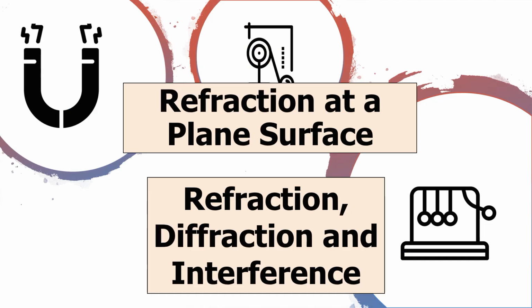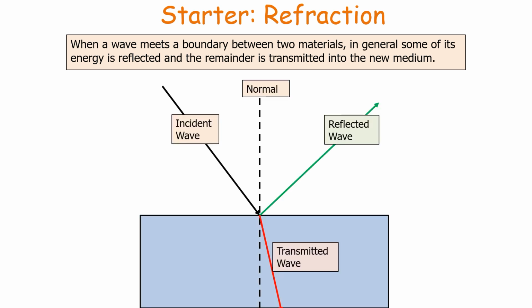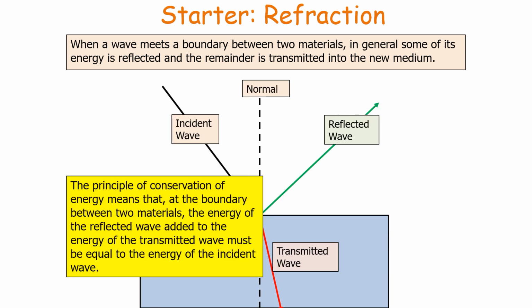Let's now have a look at refraction at a plane surface. So when a wave meets a boundary between two materials, in general some of its energy is reflected and the remainder is transmitted into the new medium, as shown in this particular diagram. Now the principle of conservation of energy means that at the boundary between two materials, the energy of the reflected wave added to the energy of the transmitted wave must equal the total energy of the incident wave.